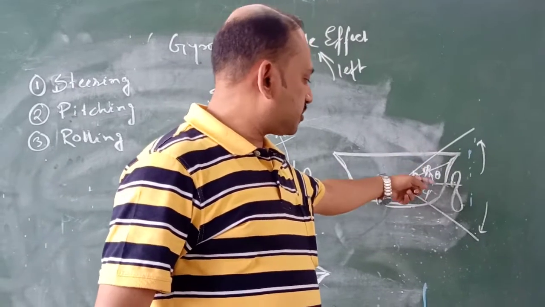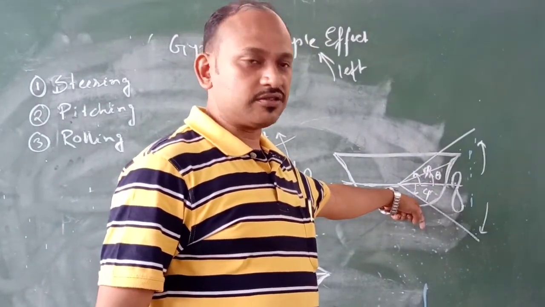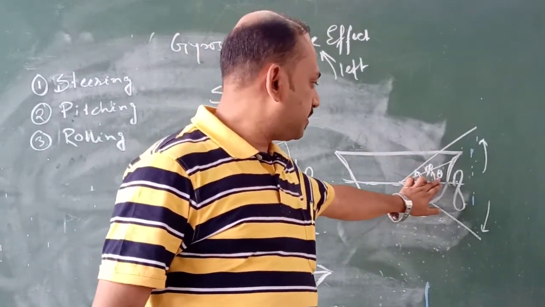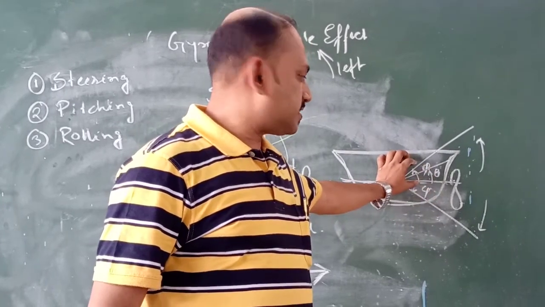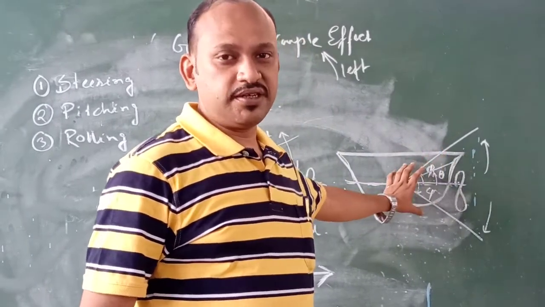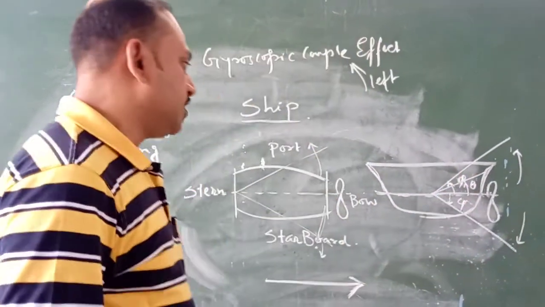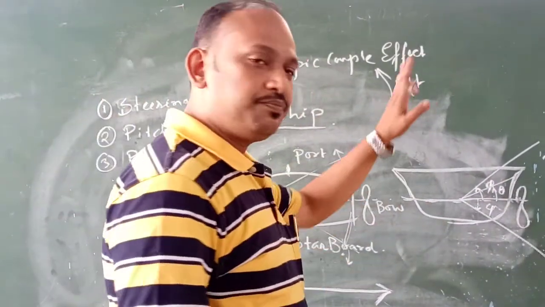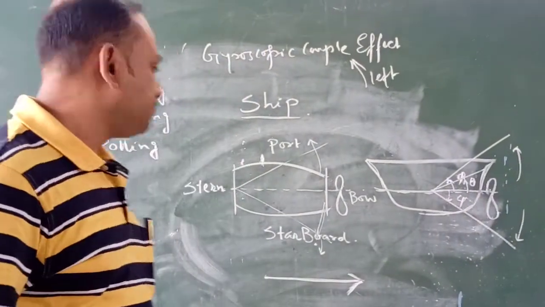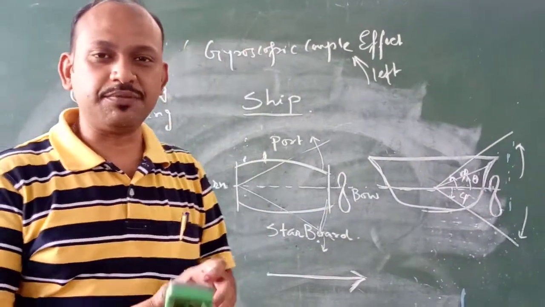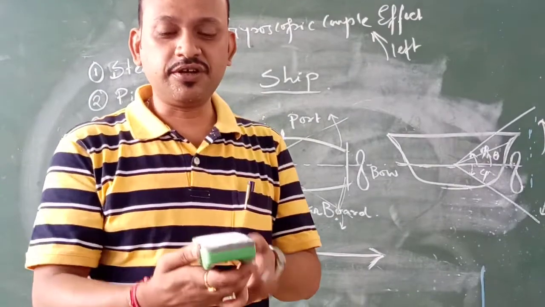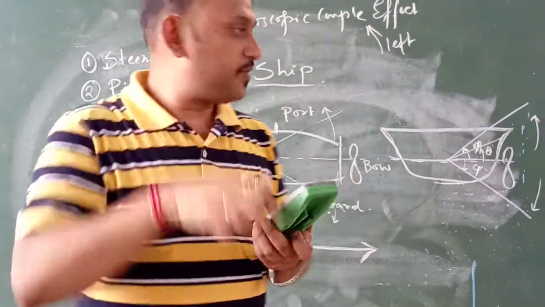In the upward direction, or it can be in the downward direction also. But we know that the maximum magnitude of theta is actually phi. It is based upon the design consideration of the ship. This is theta and this is phi. So this is the pitching action which is taking place in a ship. The pitching action. So now let us have the first condition.